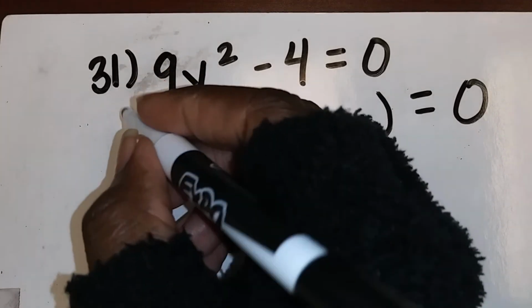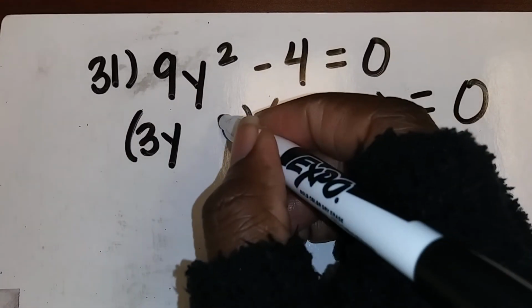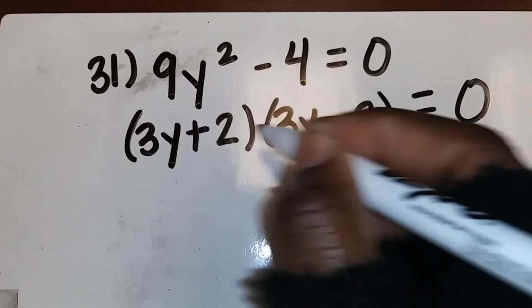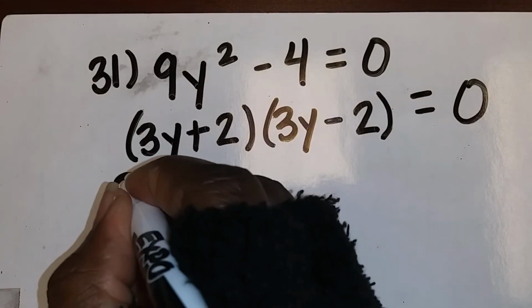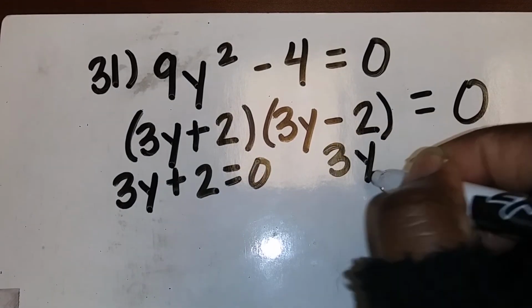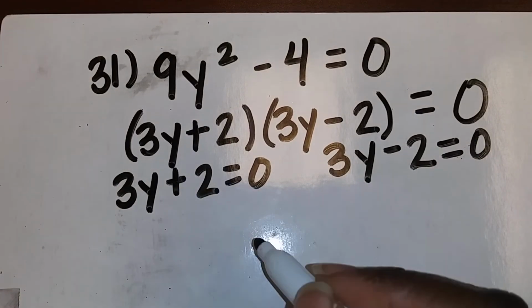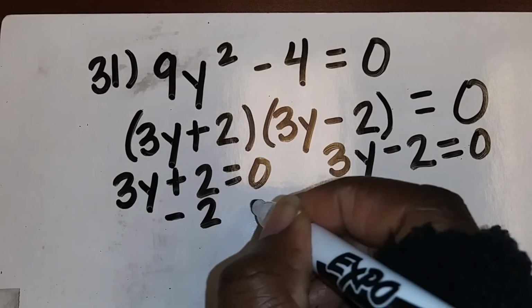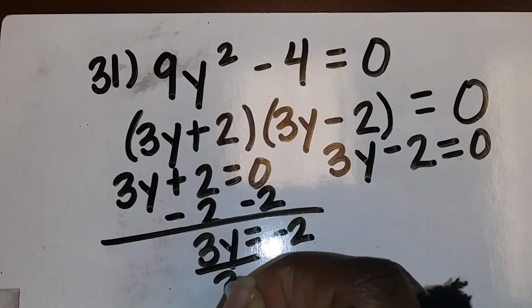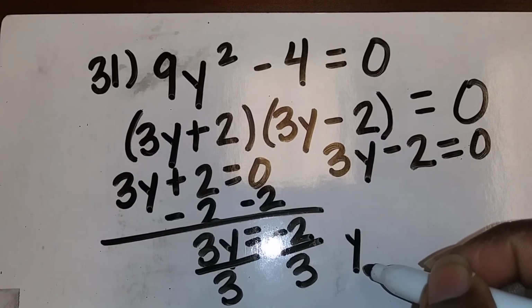The square root of 9y squared is 3y. The square root of 4 is 2. And when we do a perfect square, they're going to look like conjugates, so my signs will be different. We're going to set each parentheses equal to 0. When it's in factored form and you don't have to factor anything else out, you can stop. So let's get y by itself. Subtract 2 on both sides. I have 3y equals negative 2. Divide by 3. So we have y equals negative 2/3.